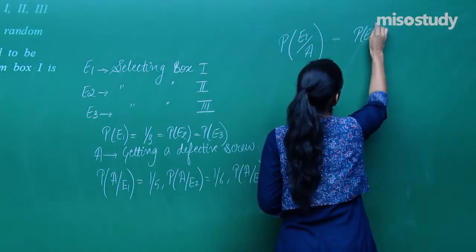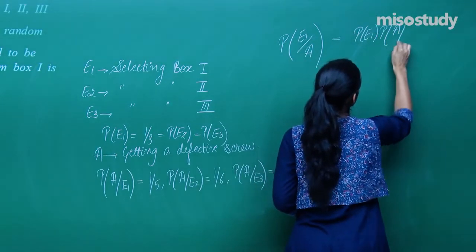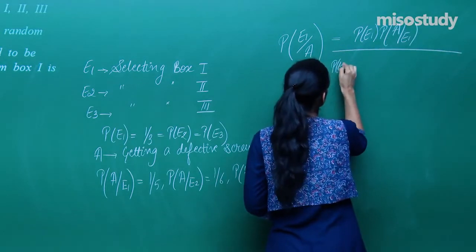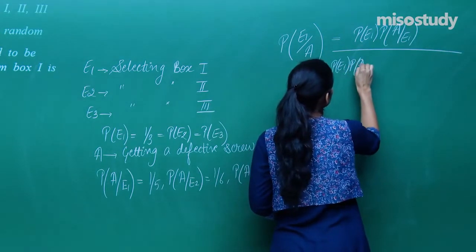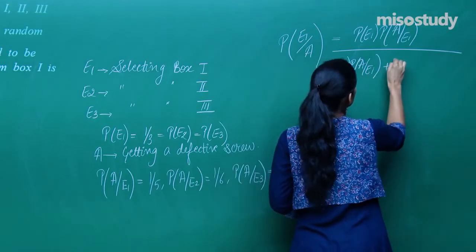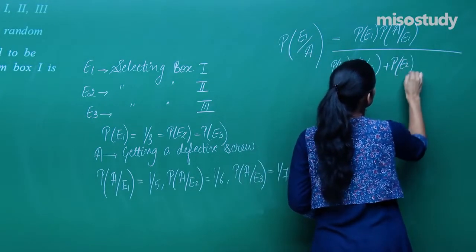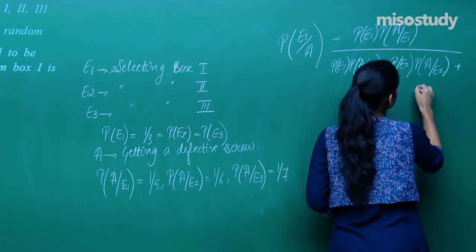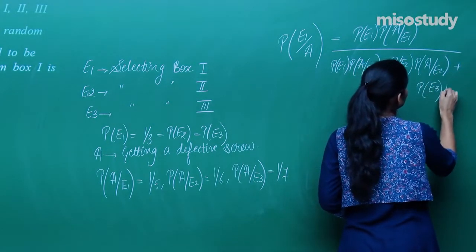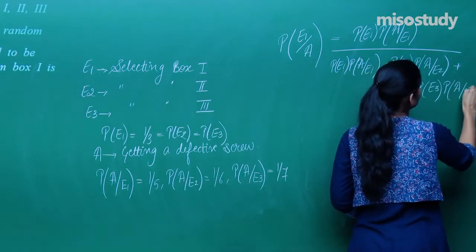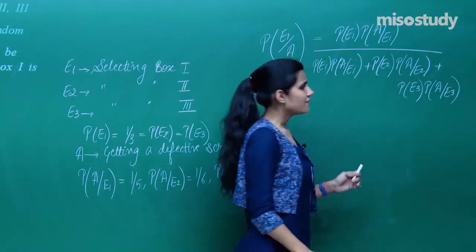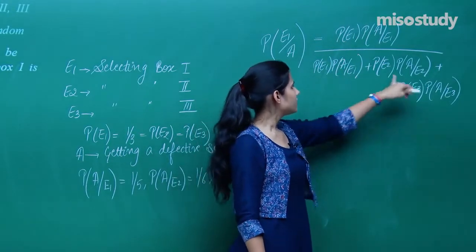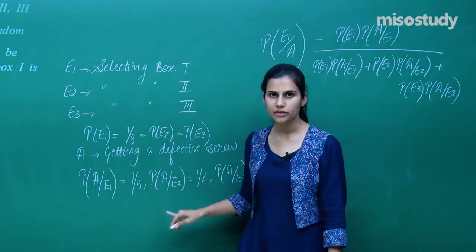It is probability of E1 into probability of A by E1, whole upon probability of E1 into probability of A by E1, plus probability of E2 into probability of A by E2, plus probability of E3 into probability of A by E3. You have everything which you need to plug in this formula. Each and every expression you have, all the values you already have.